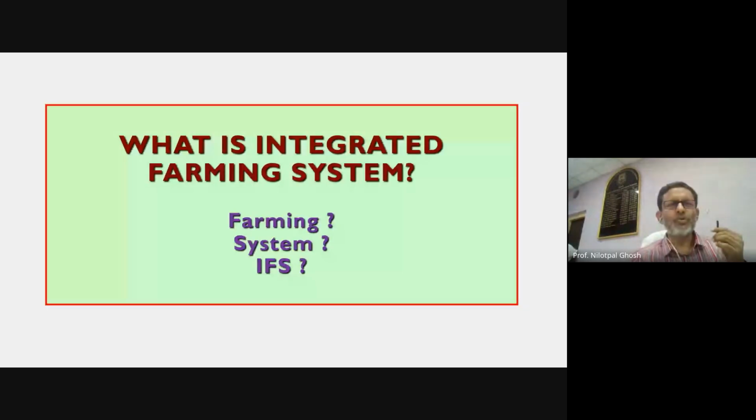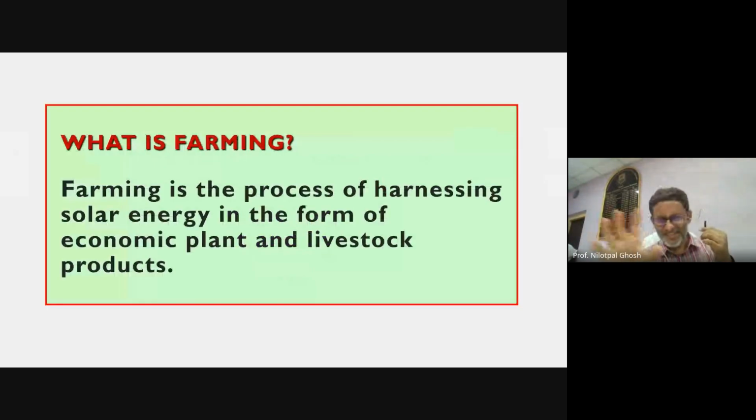First, we should know what farming is. Just the basic things you all should know at your undergraduate level. These are all taught by the Department of Agriculture, Economics, or even the Extension Department in case of our veterinary profession. Farming is the process of harnessing solar energy in the form of economic plant and livestock products. So harnessing solar energy through plant and livestock components is farming.